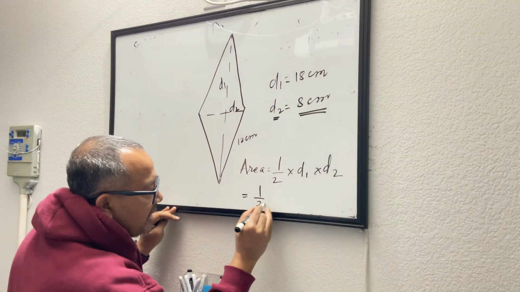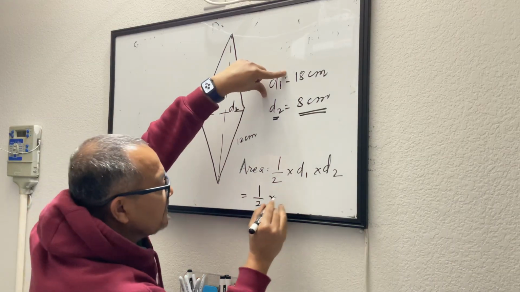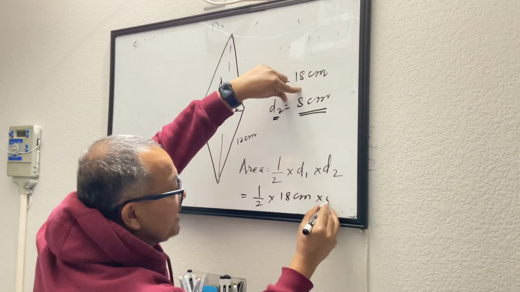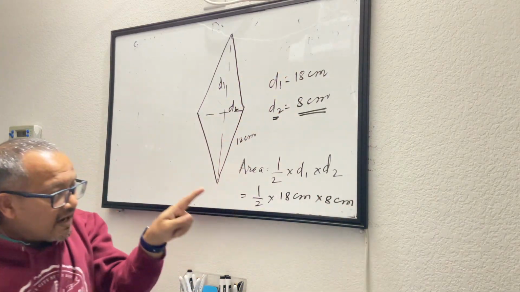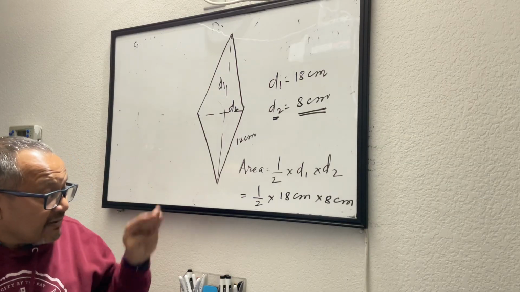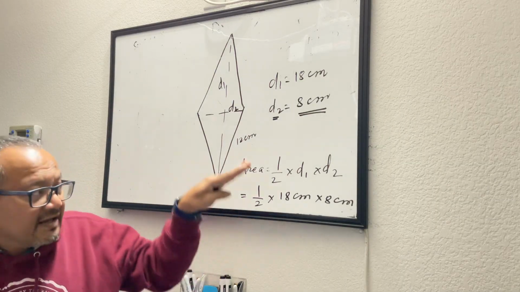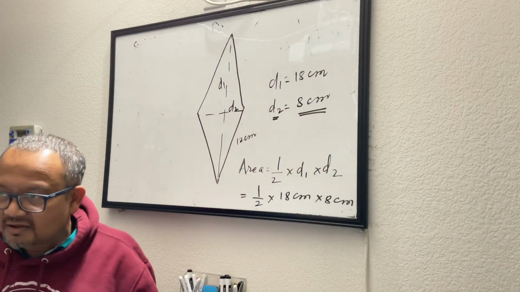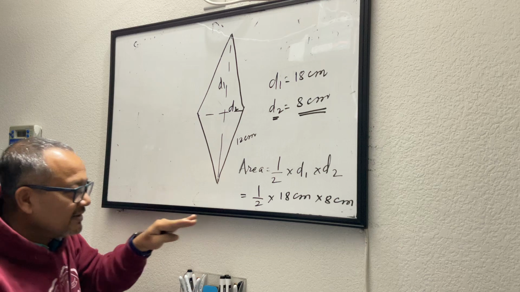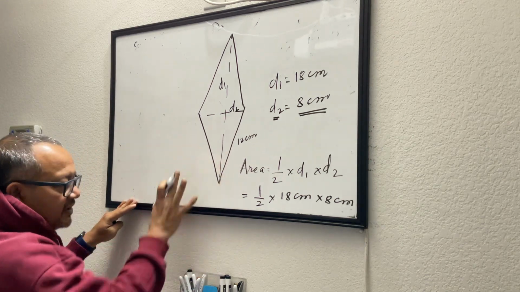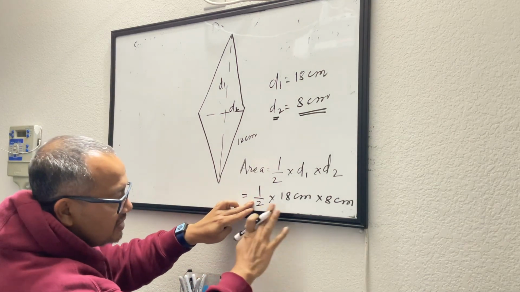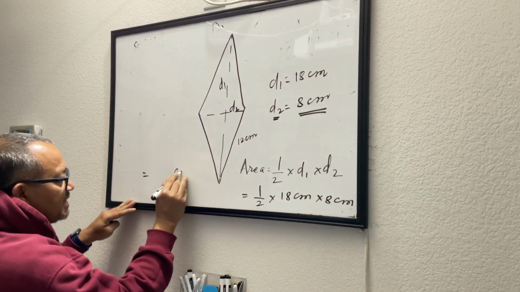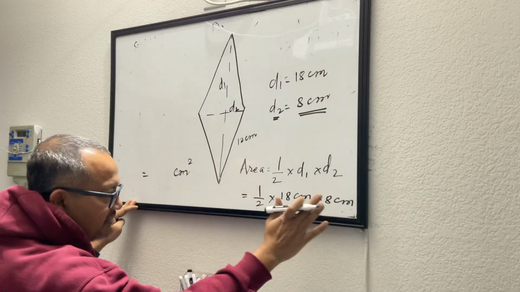Half into diagonal 1. My diagonal 1 is given as 18 centimeter. My diagonal 2 is given as 8 centimeter. I do not have intelligence and I am still able to manage this. I just used half into D1 into D2. That's all. No intelligence needed, okay? You guys are much better off. So here I have this number, this number, this number. I'll multiply centimeter with centimeter. That became centimeter square.